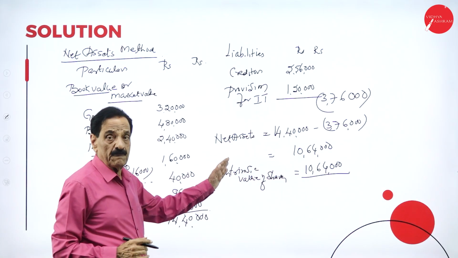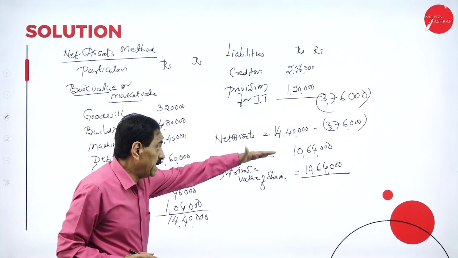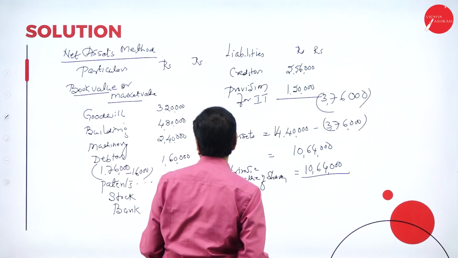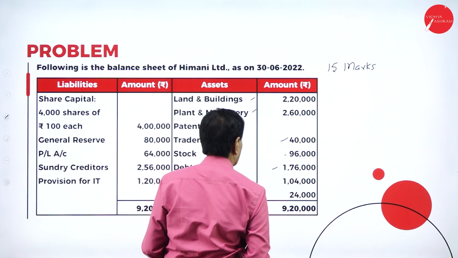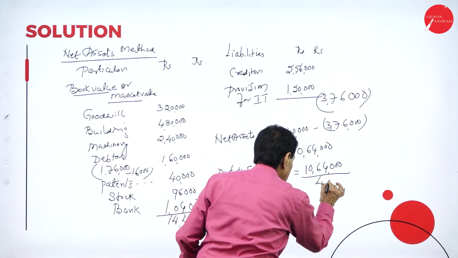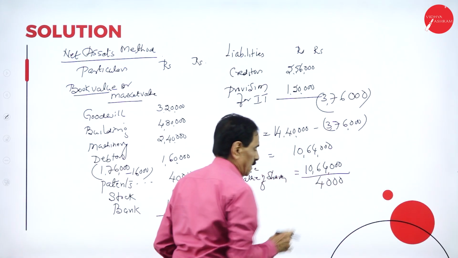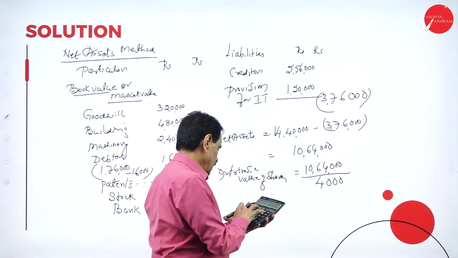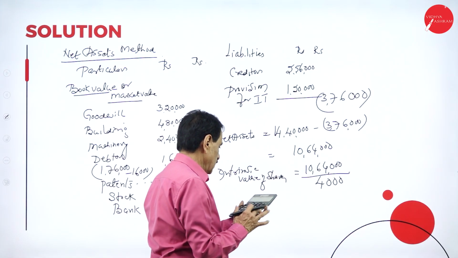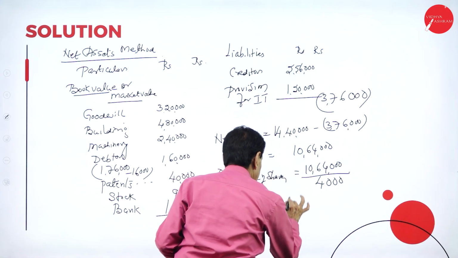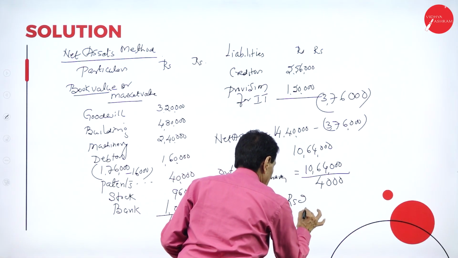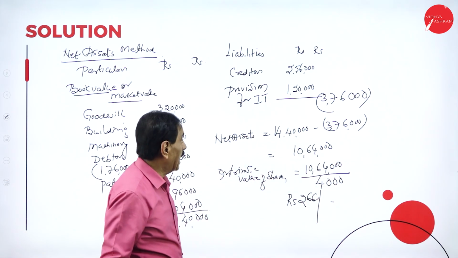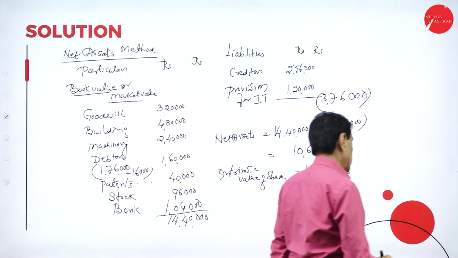So net asset means total asset minus total liability divided by number of shares. Here how many shares are there? 4,000. 10,64,000 divided by 4,000 is 266 per share. This is as per the asset backing method.